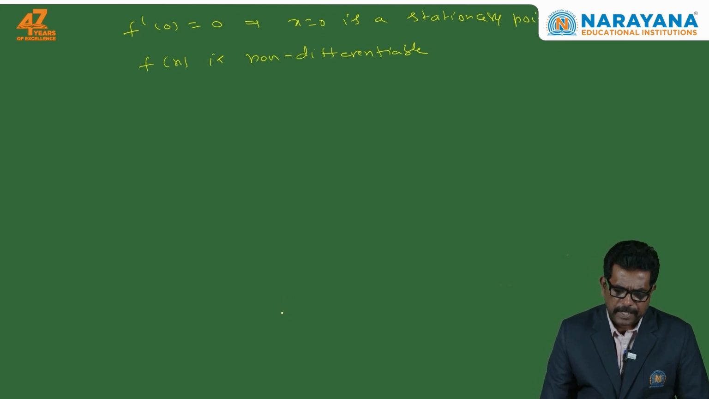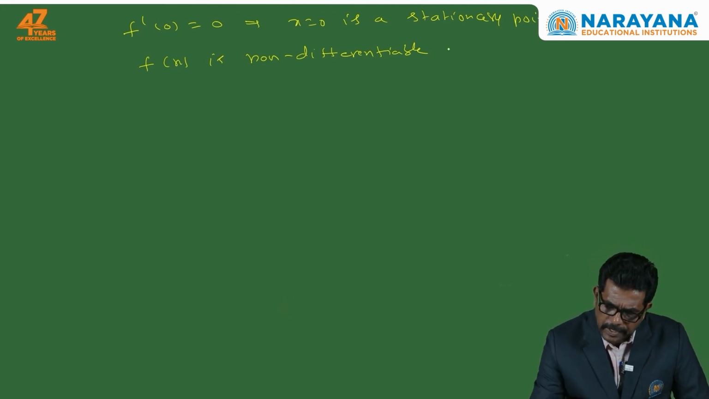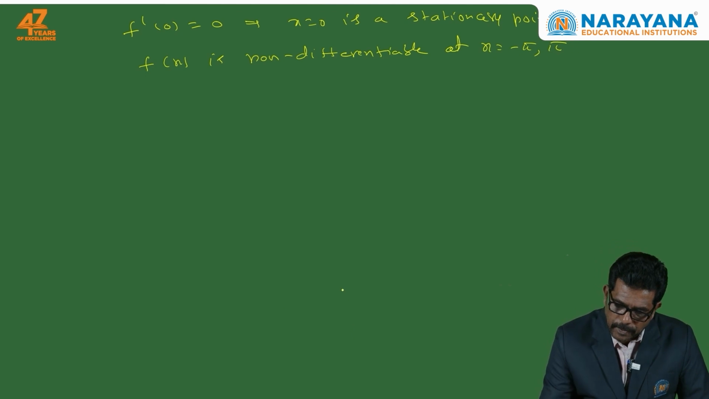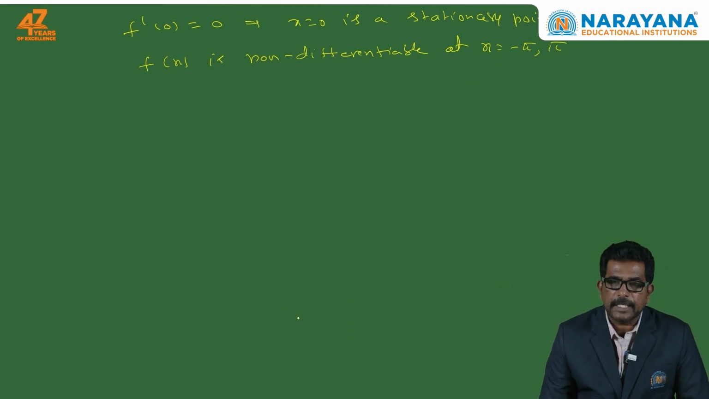Then we are getting, definitely, f of x is non-differentiable at x is equal to minus pi, pi. So these two are also the critical points. At these two points the function is not differentiable. These two are the critical points. Total 3 critical points here.